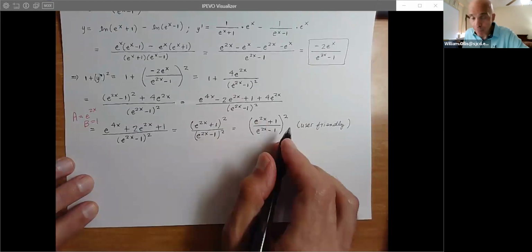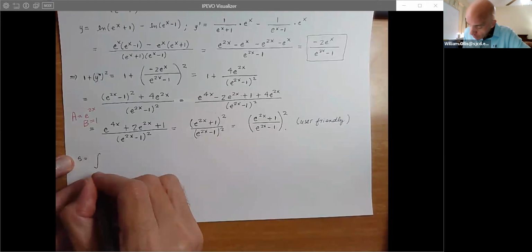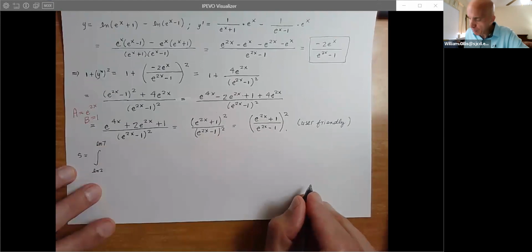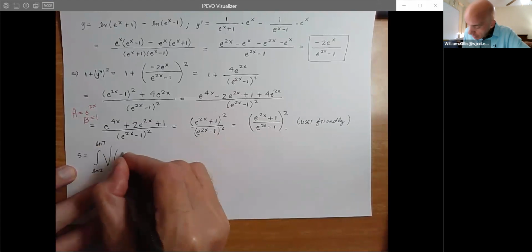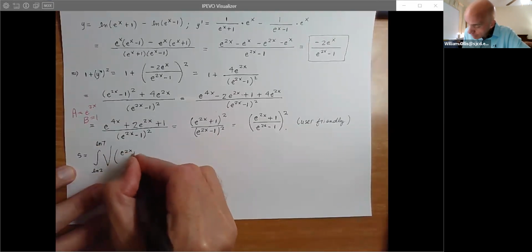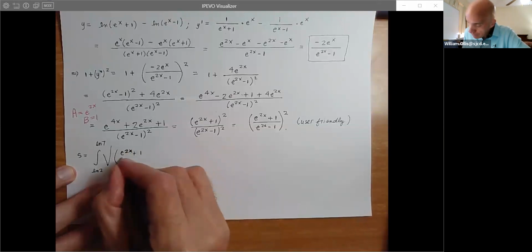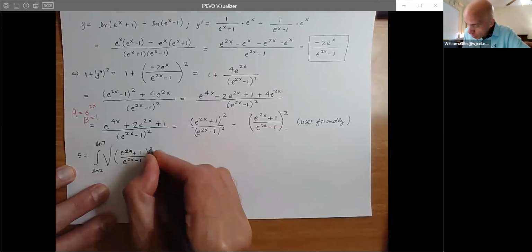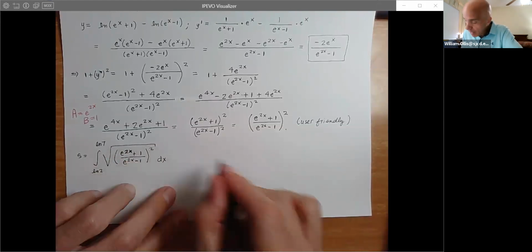So now we can apply the definition, again, the definition of arc length. So this gives us S equals the integral from log 2 to log 7. I've written kind of large, so I have to move to another sheet of paper. So we're going to have the square root of e to the 2x plus 1 divided by e to the 2x minus 1, squared, square root. So now, of course, this will be the absolute value.